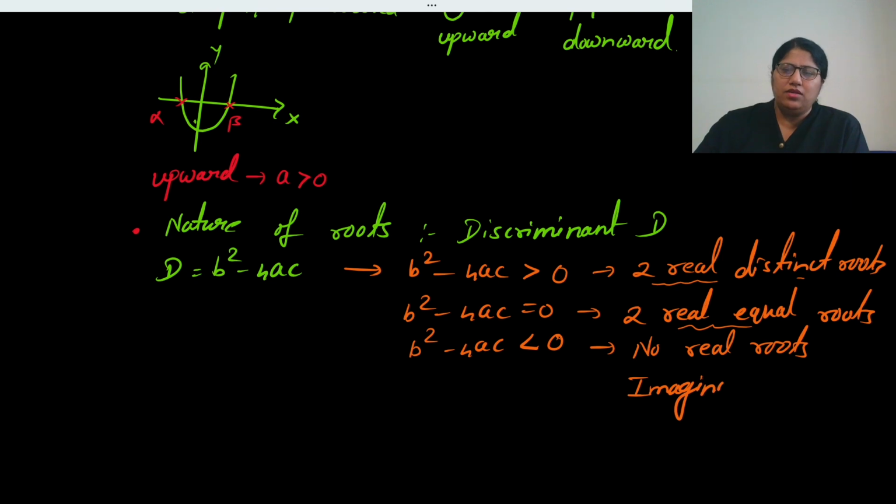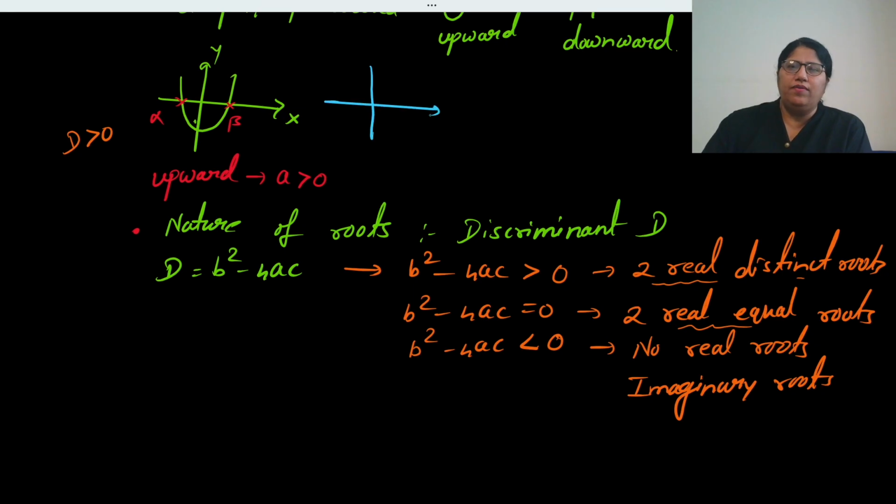Now based on this also you can see the graph here. Because I am getting 2 distinct real roots, that means D is going to be greater than 0. Similarly, you can get a downward parabola also. We get a downward parabola cutting the x-axis at 2 places. That means there are 2 roots, alpha and beta, right? This is called a downward parabola.